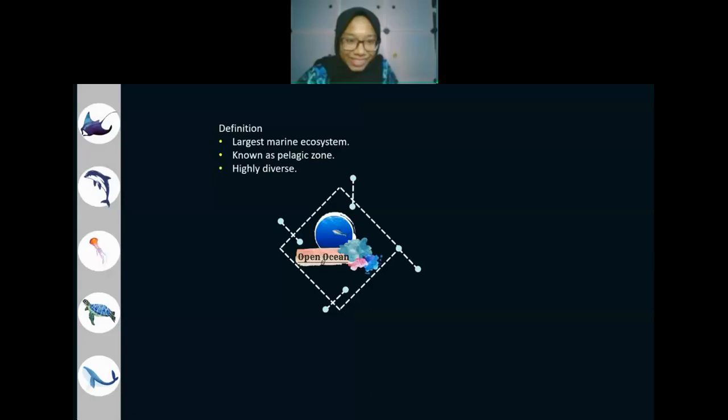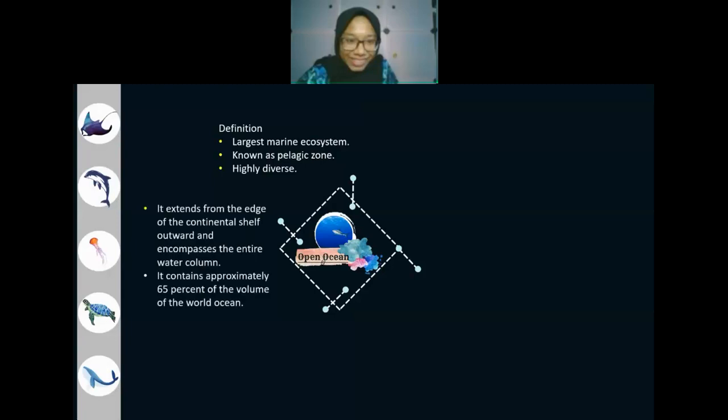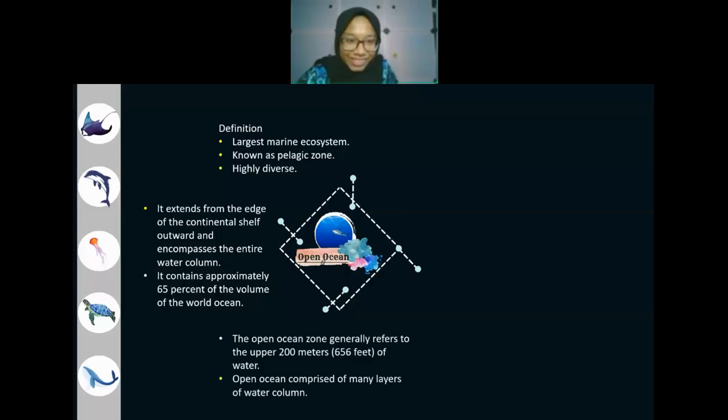Okay, so the definition of the open ocean. The open ocean is a marine ecosystem and a large zone. It is highly diverse and a dynamic ecosystem that contains a wide variety of life. It extends from the edge of the continental shelf to the water column. It contains approximately 65% of the volume of the world's ocean.